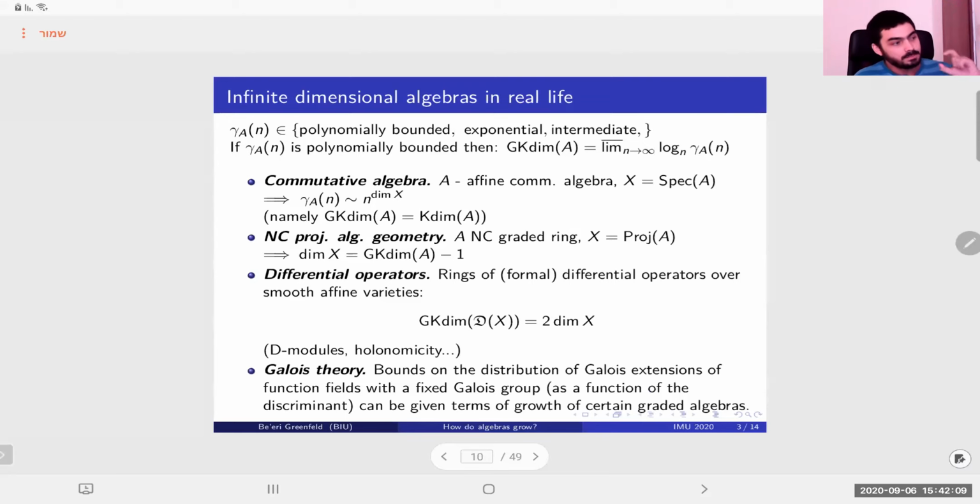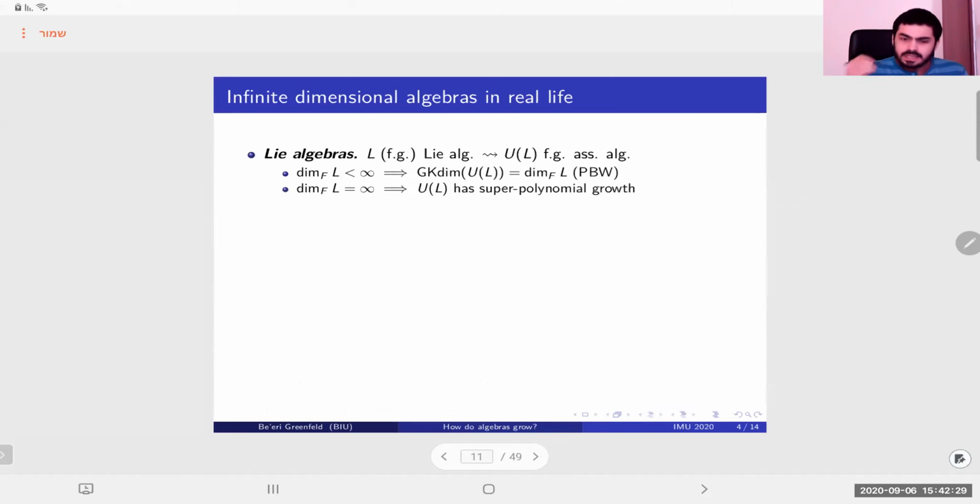It turns out that you can bound a number of Galois extensions of a function field with given Galois group in terms of functions of the discriminant with some bound arising from the growth rate of some non-commutative infinite dimensional graded algebra. This is Male's work. I'll get into Lie algebras a little bit later, but I just have to mention it now. There's a tight connection between the Lie algebra, the growth of the Lie algebra, and the growth of its universal enveloping algebra. I'll review it deeper in the next part.